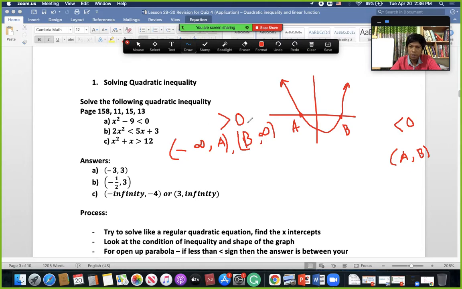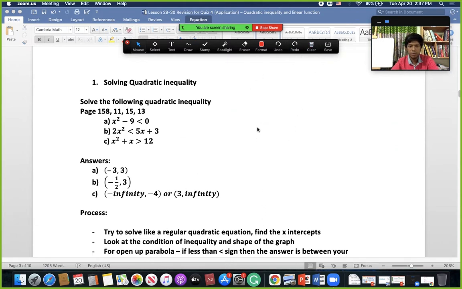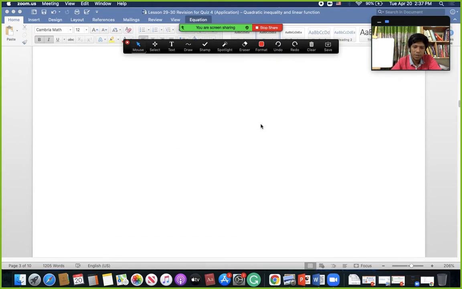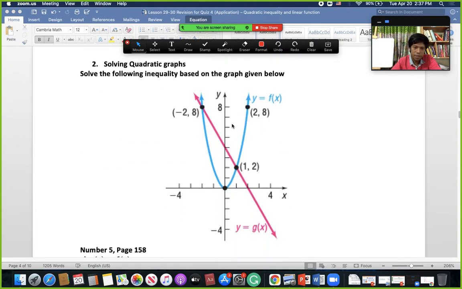So this part of the graph is greater than 0, this part of the graph is greater than 0, and this part of the graph is less than 0. So it is written here also. For open up parabola and open down parabola, the rules are given there also. Then we have another kind of question where the graph is given. You have to find out which graph is greater and which is smaller. There are 2 functions here.